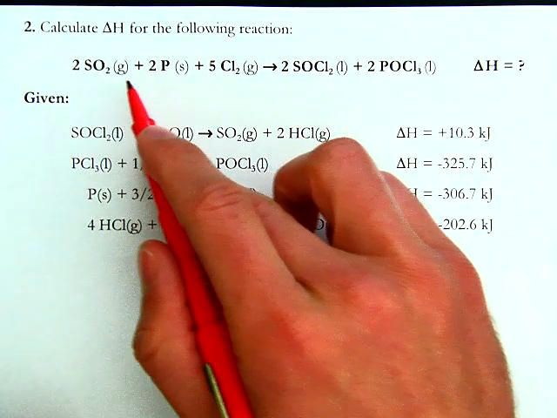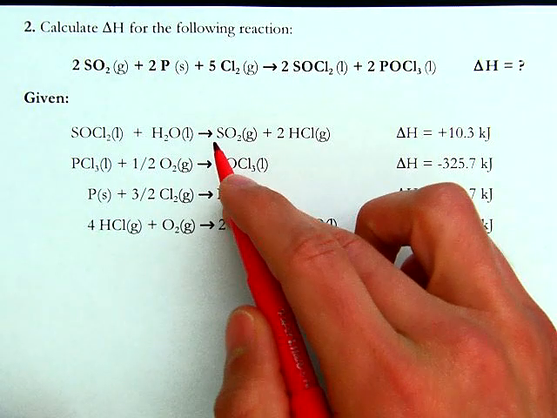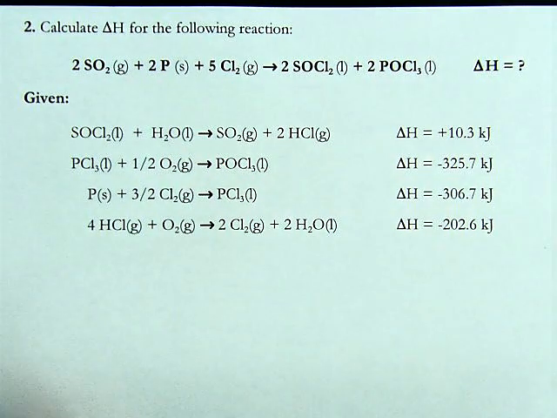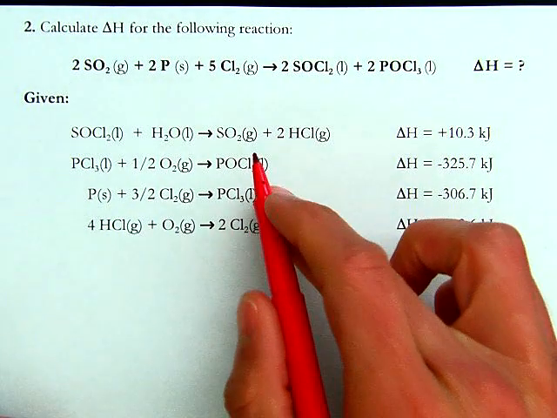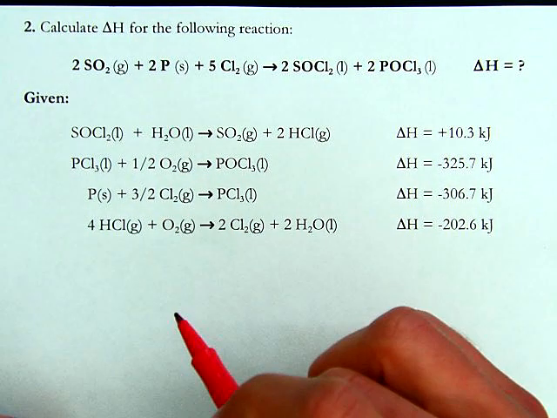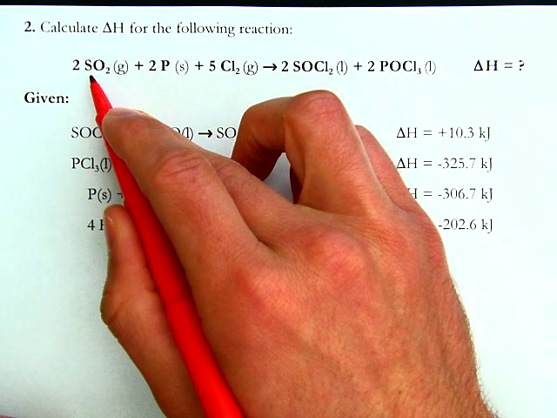So this is the equation of interest. We're solving for delta H. This is known information, all right? So step 1, we need to flip equations so that what we want is on the correct sides of the arrow. So we can start with SO2.